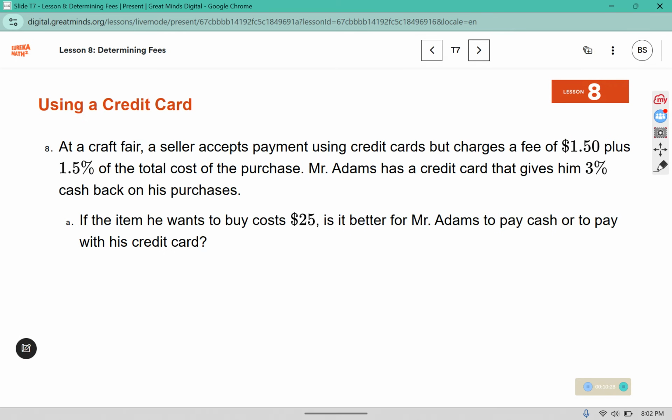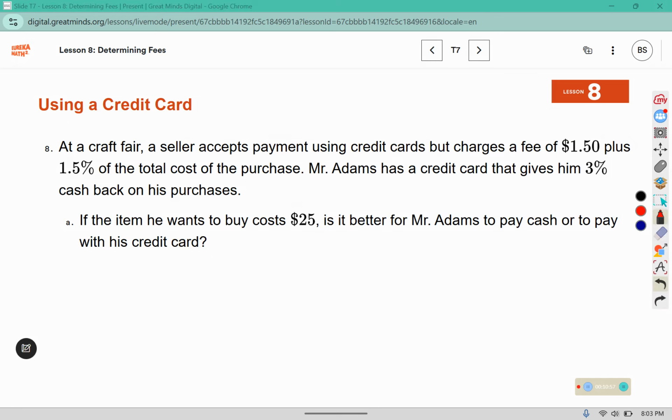Like I mentioned earlier, revisit the craft fair question. It says, "The craft fair, a seller accepts payment using credit cards but charges a fee of $1.50 plus 1.5% of the total cost of the purchase. Mr. Adams has a credit card that gives him 3% cash back on his purchases. If the item he wants to buy costs $25, is it better for Mr. Adams to pay cash or to pay with his credit card?"